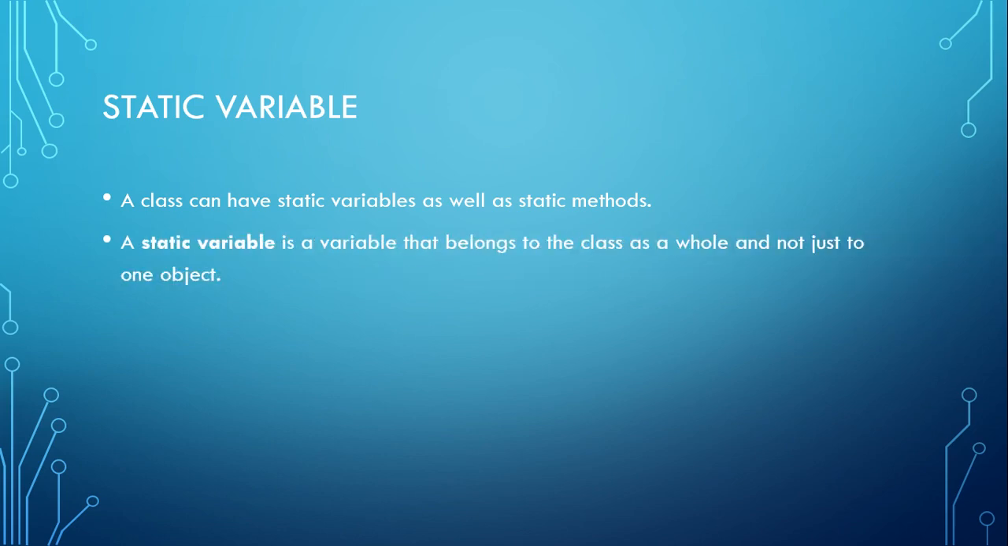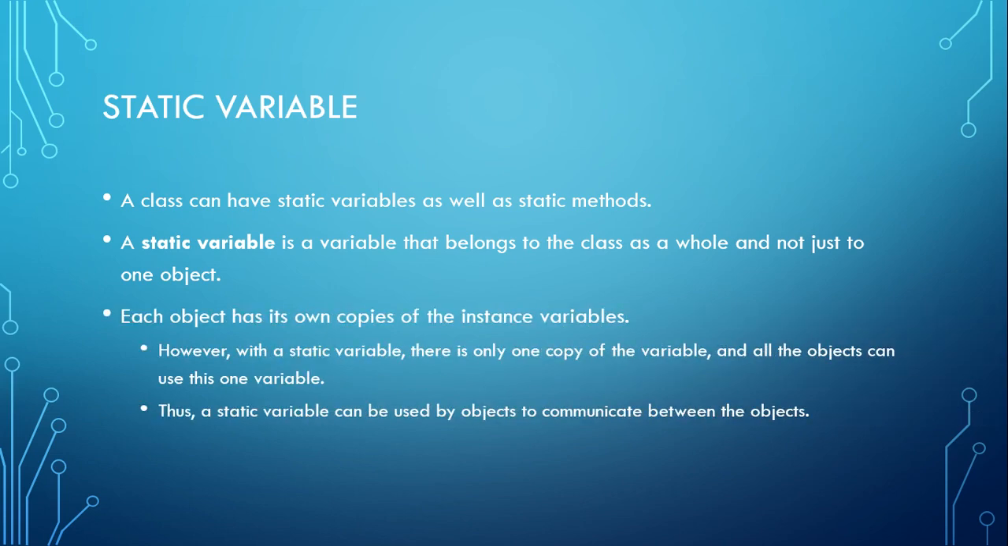A static variable is a variable that belongs to the class as a whole and not just to one object. So it's not necessarily a property of the object, it's more of a property of the class. Each object has its own copies of the instance variables. However, with a static variable, there's only one copy of the variable, and all the objects can use this one variable. Thus, a static variable can be used by objects to communicate between the objects.